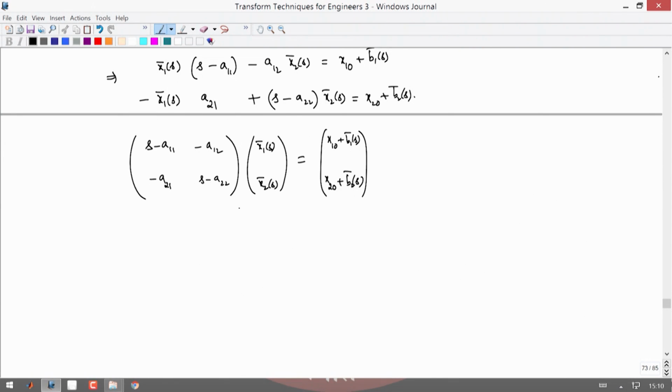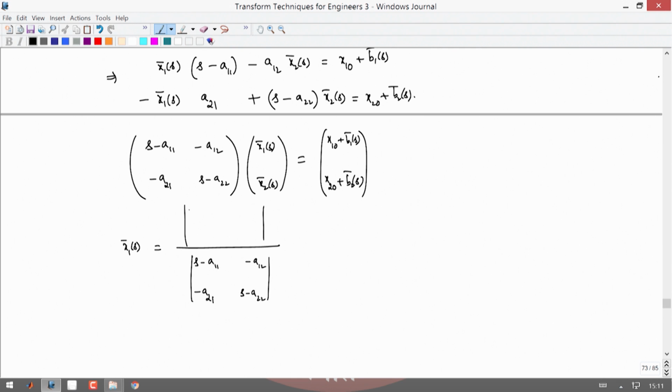So, you can get the solutions easily, and I write directly using this method, x1 bar of s and x2 bar of s, I think Cramer's rule goes like this. In the denominator you have the determinant of this matrix, that is the determinant of s minus a11, minus a12, minus a21, s minus a22, and in the numerator you consider the same determinant but replace the first column with the right-side column.